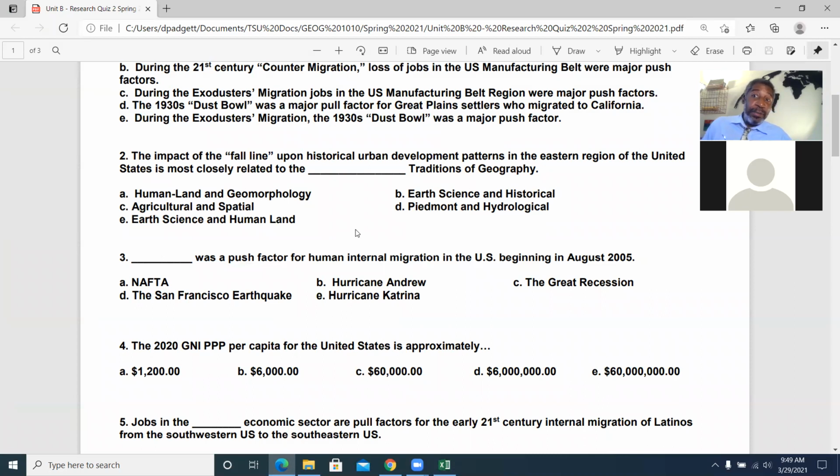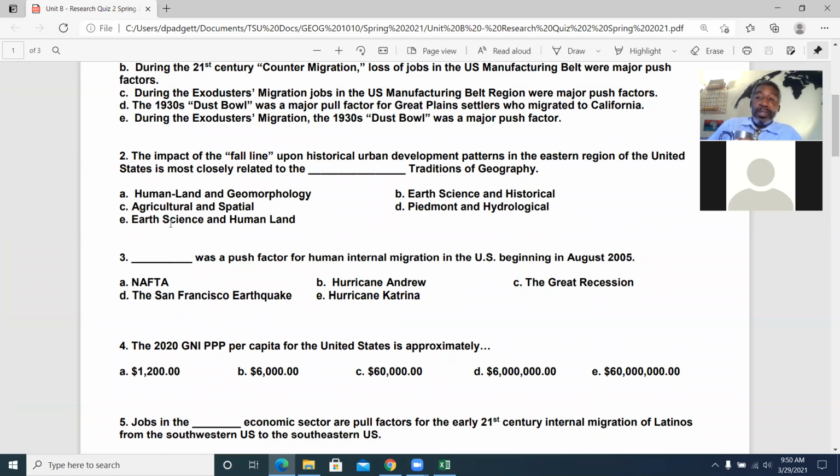Yeah, the best answer would have been E. Okay, because the four traditions of geography are the spatial tradition, the human-land tradition, the earth science tradition, and the area studies tradition. Notice that E is the only answer that has two of the four traditions of geography in it. So it should have been E.